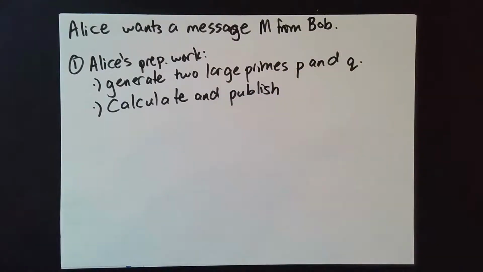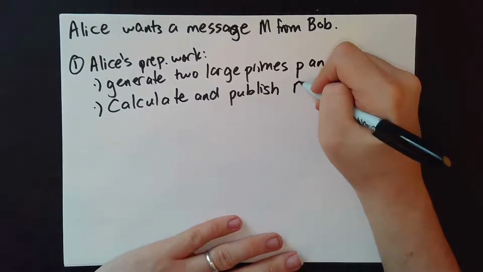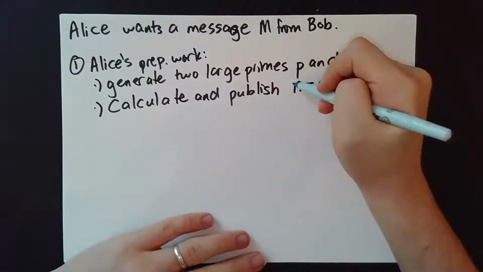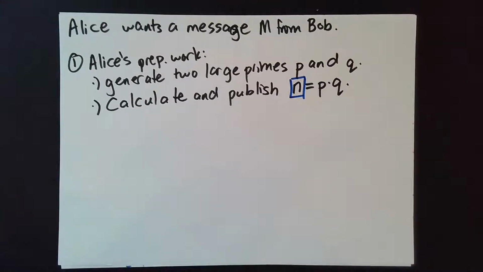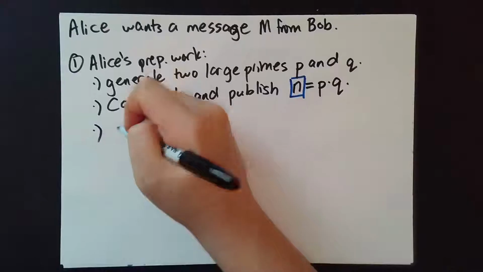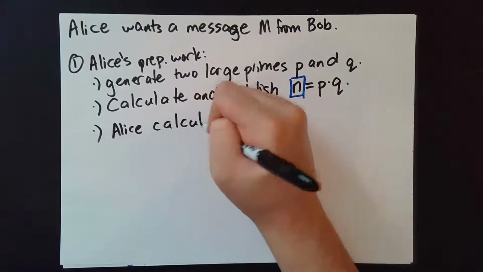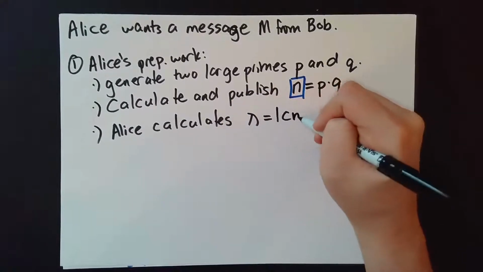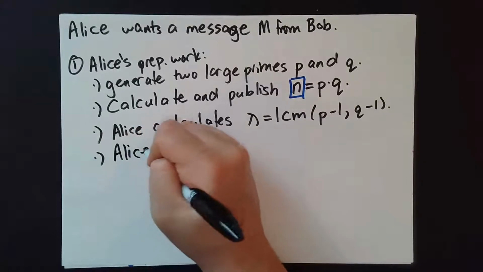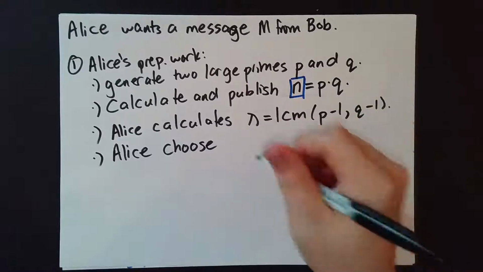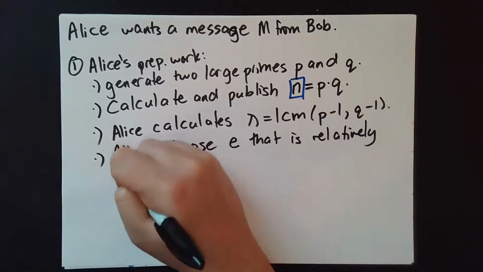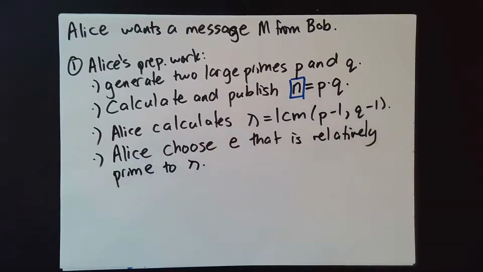So then Alice is going to calculate and publish n, which is the product of P times Q. I will try and box in blue things that are public. So n is public. And Alice will also calculate lambda. Alice is going to choose some e that is relatively prime to lambda.